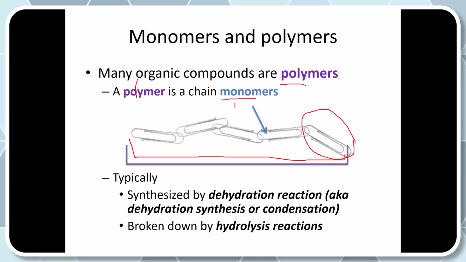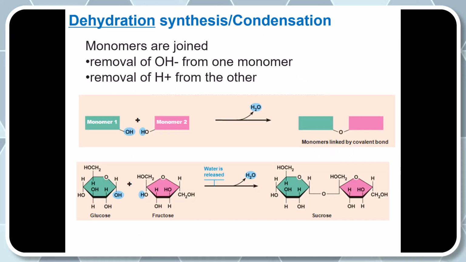Typically, polymers are synthesized by dehydration reactions, which are also called dehydration synthesis or condensation reactions, or broken down by hydrolysis reactions. So dehydration synthesis is named dehydration synthesis because you remove a water, an OH from one monomer or one building block, and an H from the other. So OH plus H is H2O. So you remove a water and link those two monomers together.